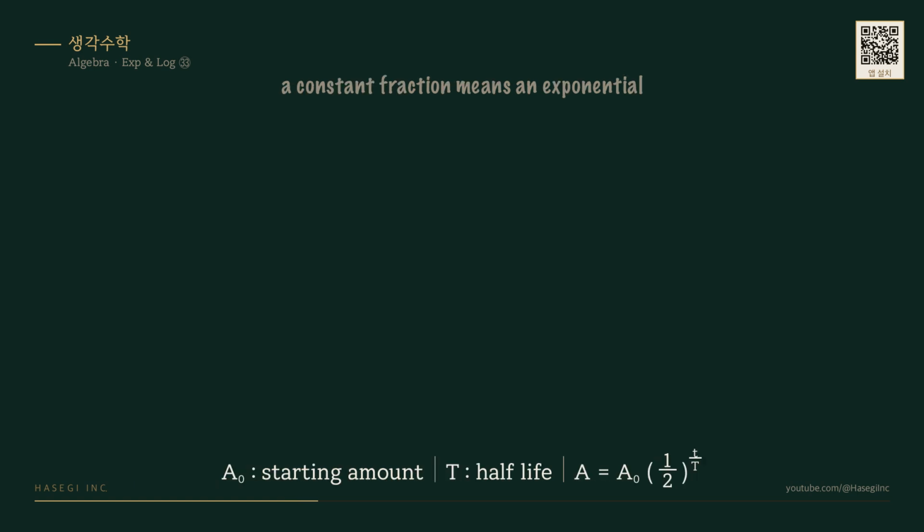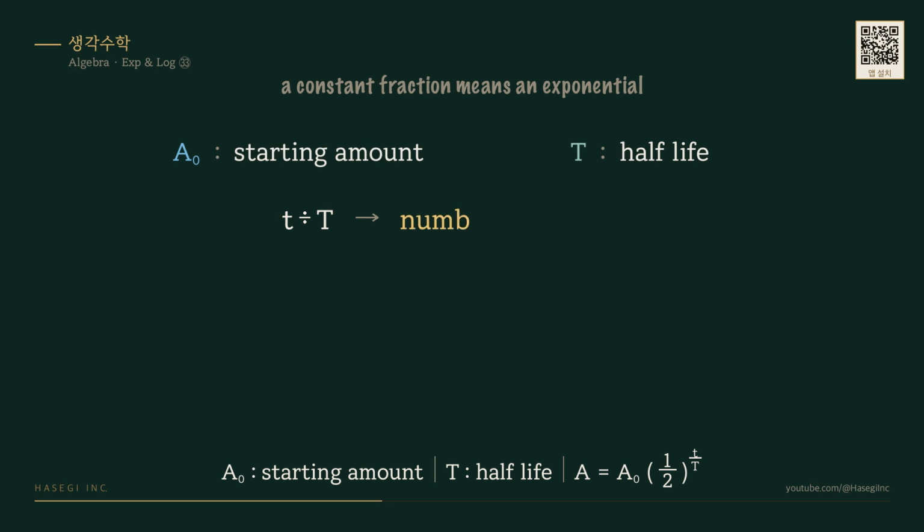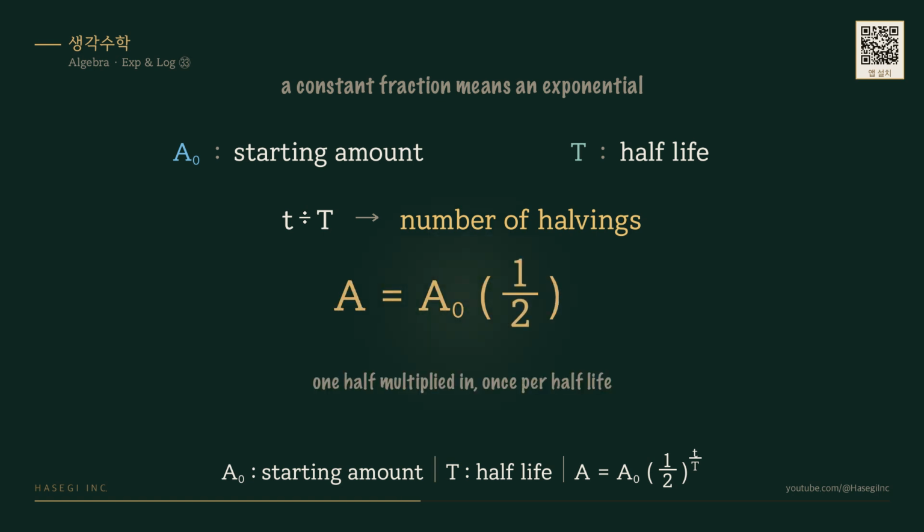Write that constant fraction as a formula, and you get an exponential. Call the starting amount A0, and call the time it takes to halve the half-life. Divide the elapsed time by the half-life, and you get the number of halvings. What remains is A0, with 1/2 multiplied in that many times.